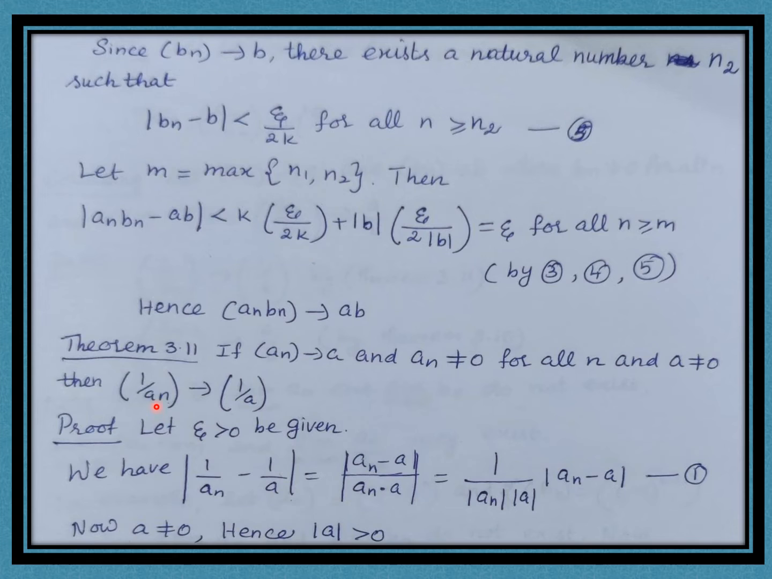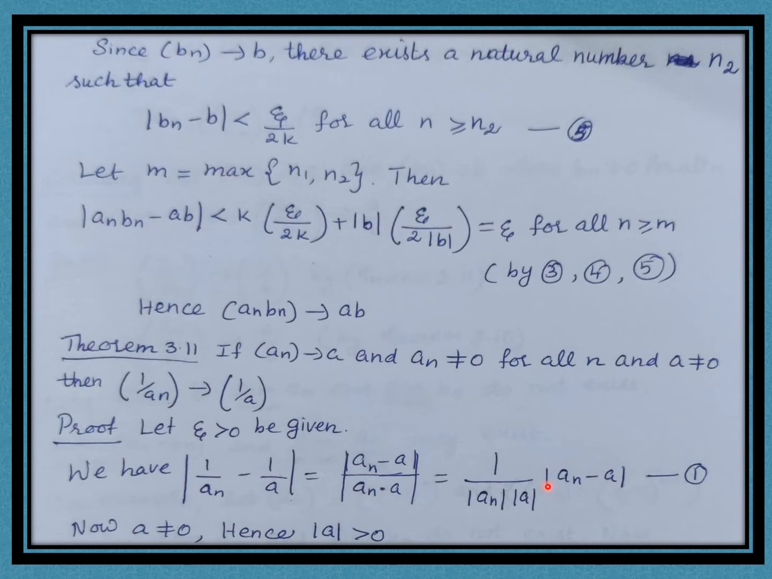We have to prove that the absolute value of 1/an minus 1/a is less than epsilon. So we take the absolute value of 1/an minus 1/a. Let us take the LCM. The denominator becomes an into a. The numerator becomes an minus a. So we can write this as 1 divided by the absolute value of an into the absolute value of a into the absolute value of an minus a.